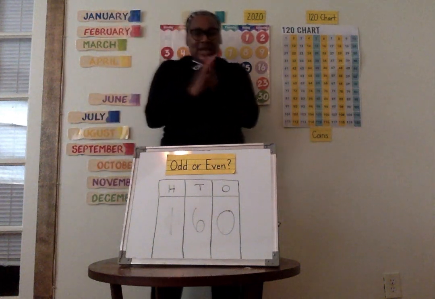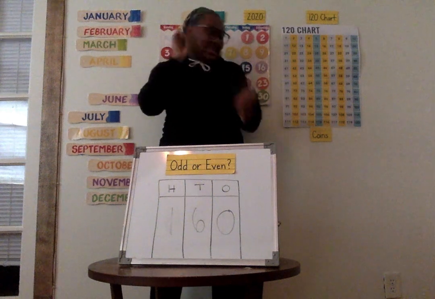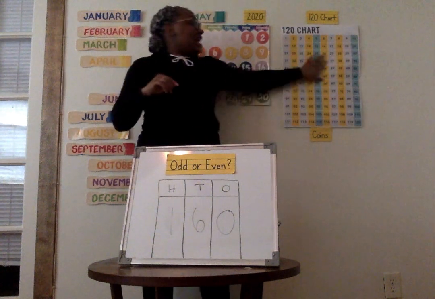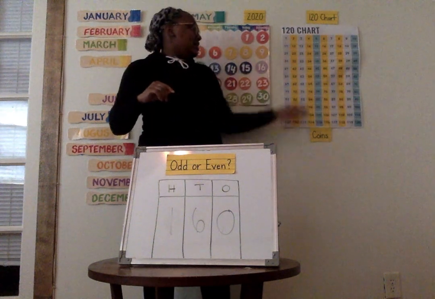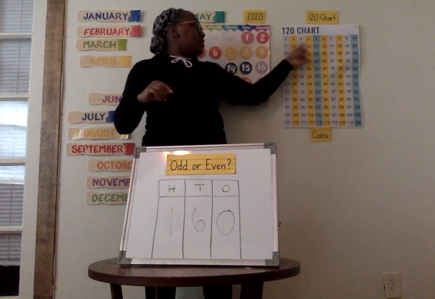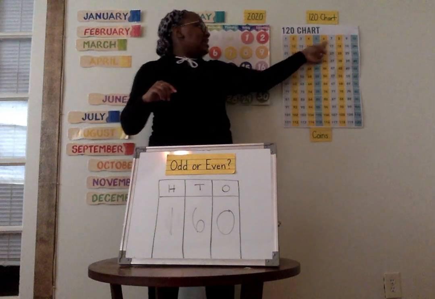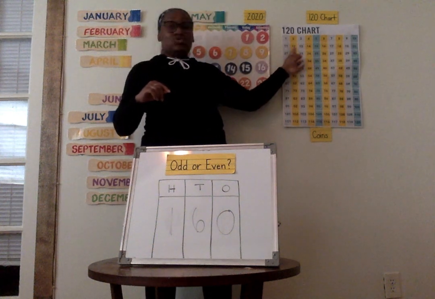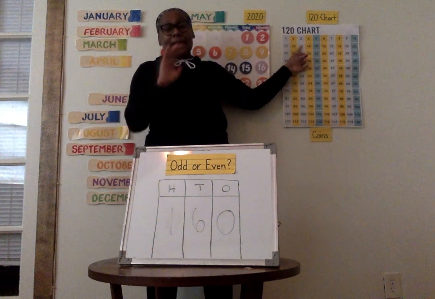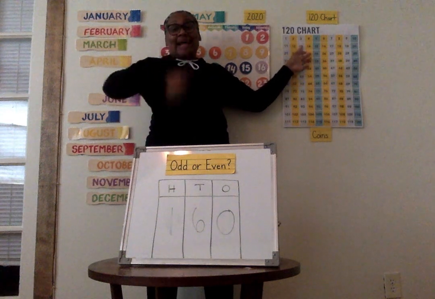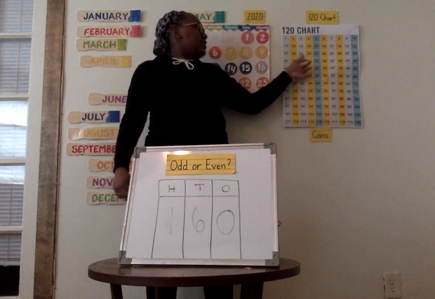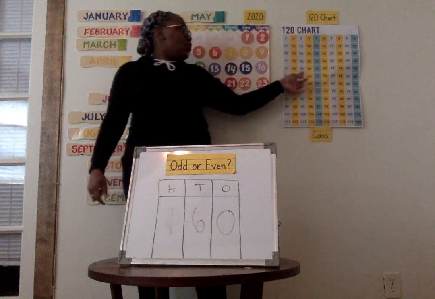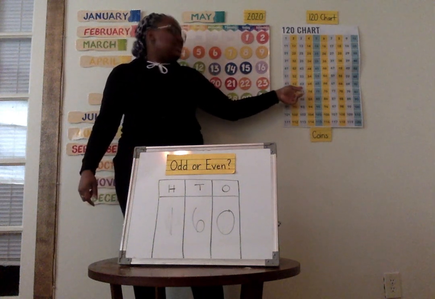Friends, get ready. It's time to switch count. Let's count by ones. Get ready. 1, 2, 3, 4, 5, 6, 7, 8, 9, 10, 11, 12, 13. Stop. Switch. Count up by tens. 13, 23, 33, 43, 53, 63.